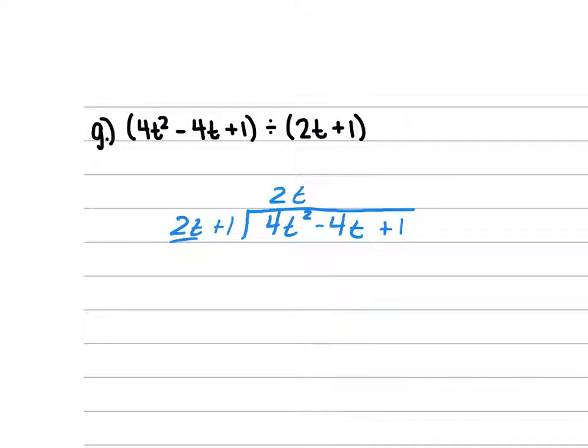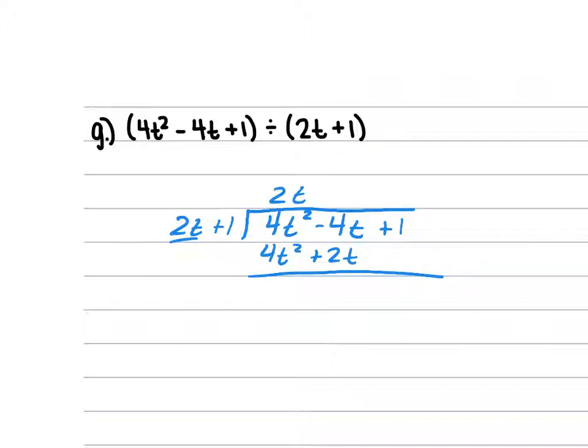2t times 2t is 4t squared. And then what is the other thing I'm going to do? 2t times what? 1. Times 1, which will give me positive 2t. Okay, from there I've got my second line done.